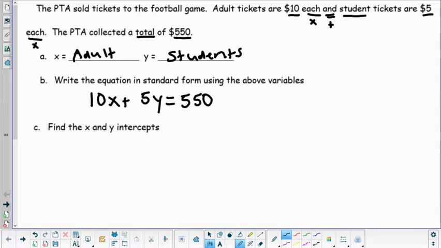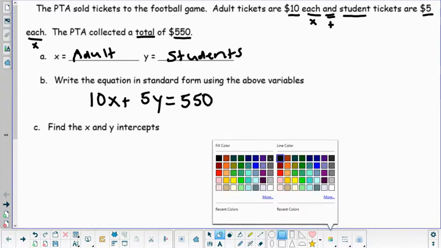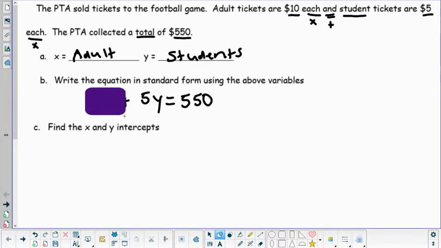Okay, so we need to identify the x and the y intercepts. If you remember from our class, we did the cover-up method. So I took a square or a shape or whatever it would be. You can use your finger if you want to. You can cover up your x variable. So if I make my x 0, that will cancel out, and I have to solve to figure out what my y would be. So if I take 550 and divide it by 5, I get 110.